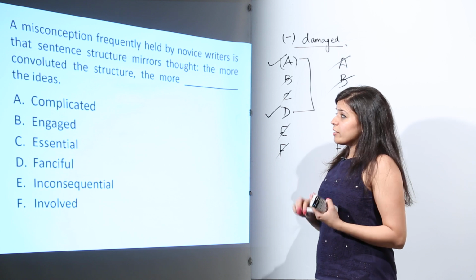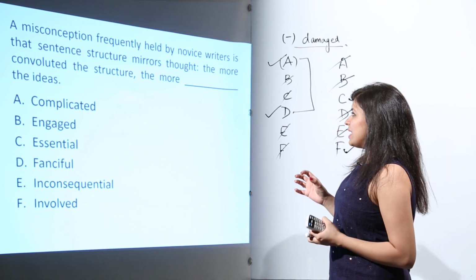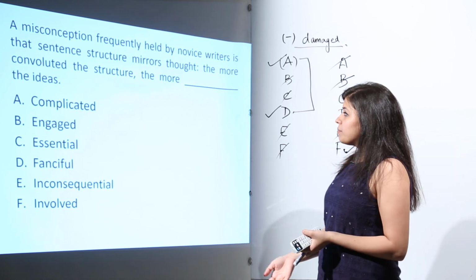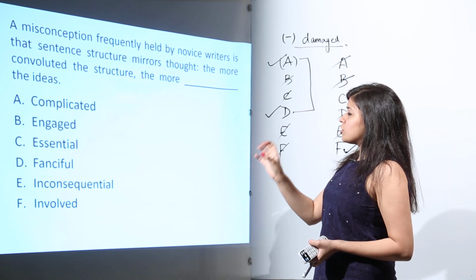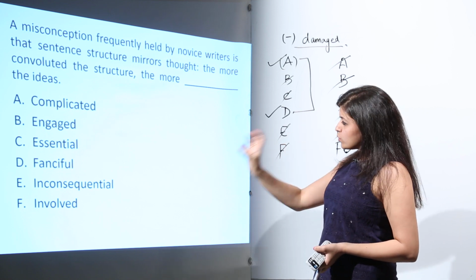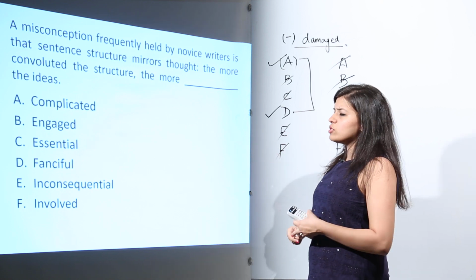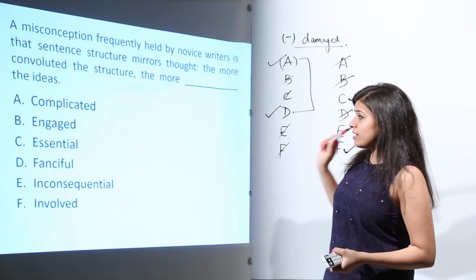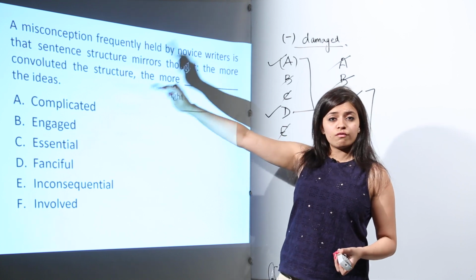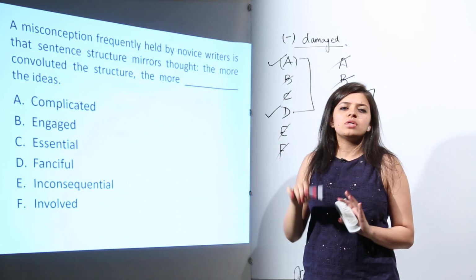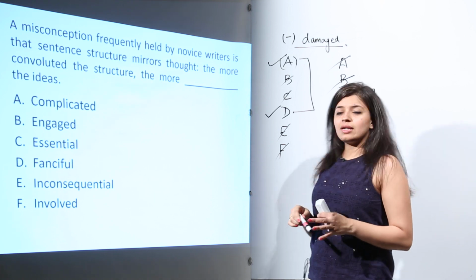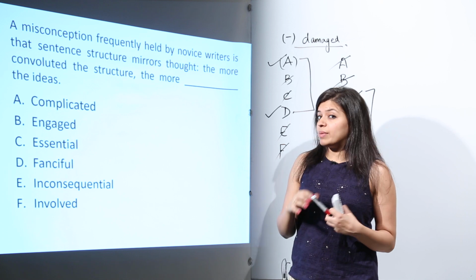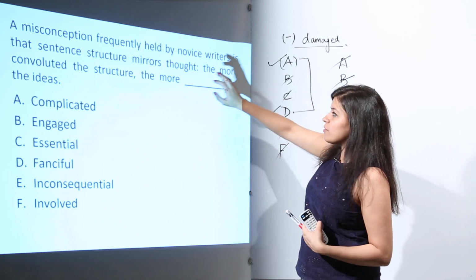So a misconception frequently held by novice writers, that means those writers who have just entered the writing industry, is that sentence structure mirrors thought. The more convoluted the structure, the more dash the ideas. That means all those writers who had just started thought that if the sentence structure is more convoluted... Now what is the meaning of convoluted? Convoluted means complicated. So these authors started thinking that if the sentence is more convoluted, the idea will be even more convoluted. This is their misconception.